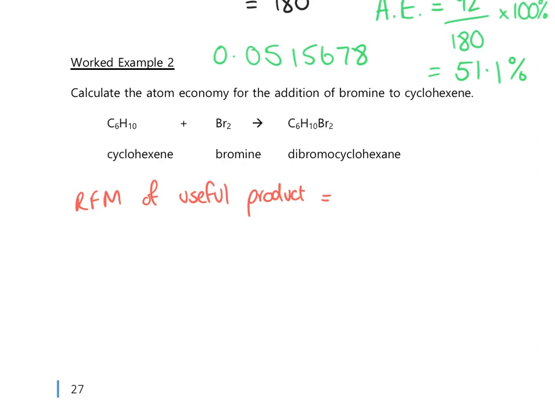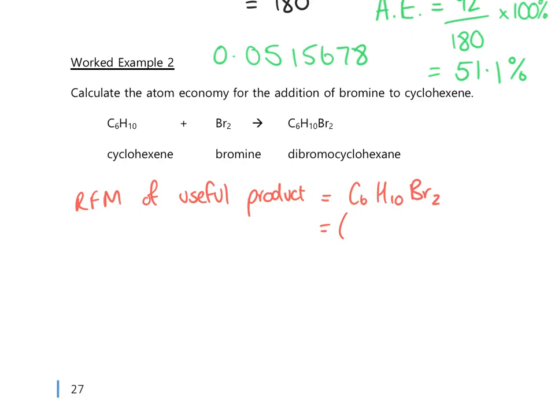It says it's dibromocyclohexane. Okay, so it's a product, so it has to be on the right hand side of the arrow. How do I know that's the useful product? That's the only product. So I've only got one of it, so it's C6H10Br2. Okay, stick with me. So I need to work out the RFM of this.